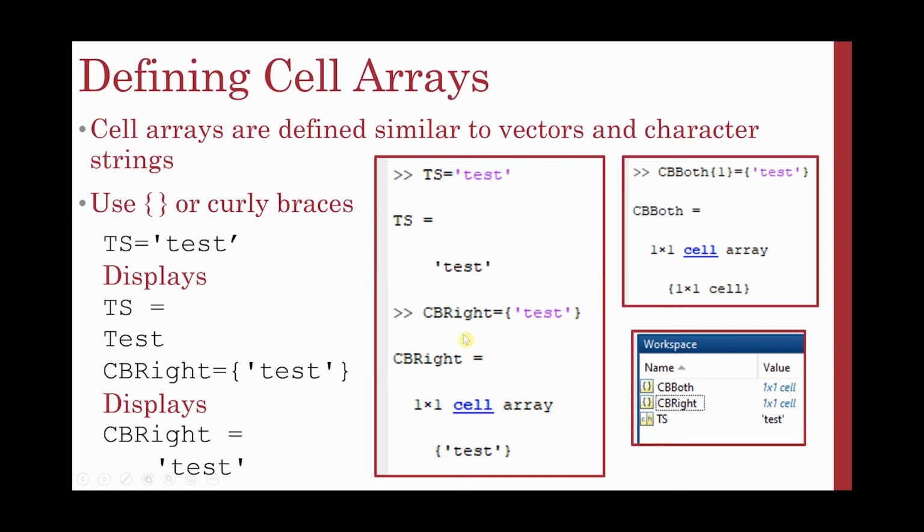If I want to figure out what's in it, you have to extract the data a certain way. Because if I just hit CB both, it's going to tell me I have a 1x1 cell array and not any of the information that is in it.